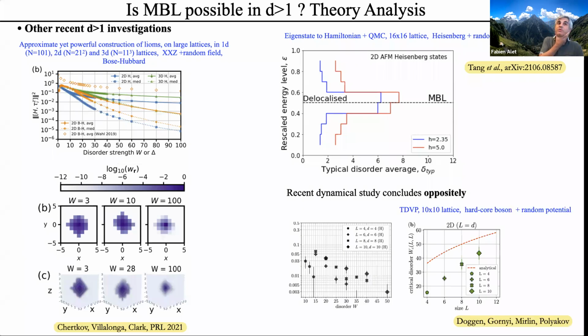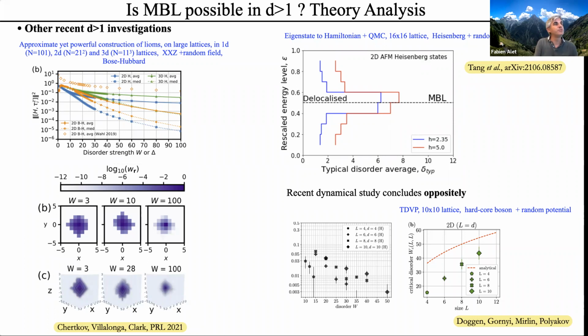On the other hand, there have been other types of numerics, in that case a dynamical simulation with a time-dependent variational principle, done by Elmar Dogen in this group, which also locate some kind of ETH to MBL transition in the dynamics, but they try to look at how the critical disorder scales with system size. And what they find, in a hardcore boson model with a potential, is that the critical disorder seems to scale more or less linearly with the system size, which would mean that in the thermodynamic limit there is no MBL in the long time limit. Okay, so this is obviously a very difficult challenge for theory. We will try to say a few words about that in a specific model.